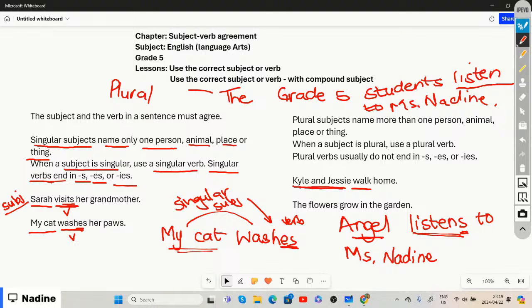So remember, when we have a singular subject, mentioning one person, animal, place, or thing, our verb ends with an s, es, or ies. But if we have a plural subject, which refers to more than one person, animal, place, or thing, then our verb does not end with an s, es, or ies.